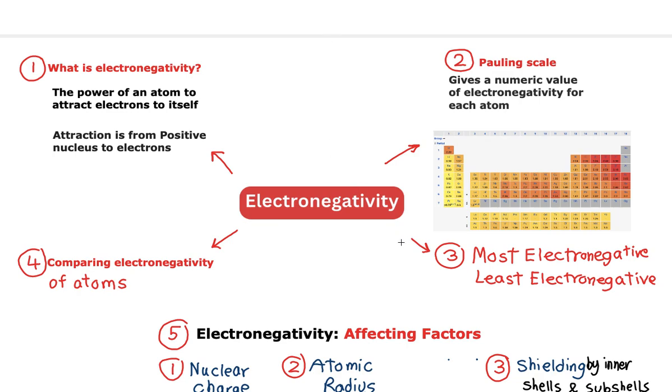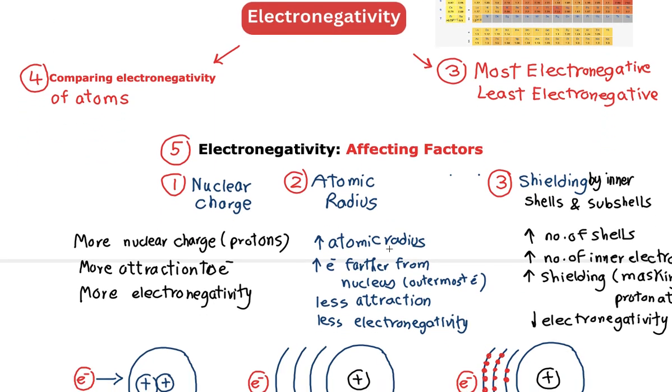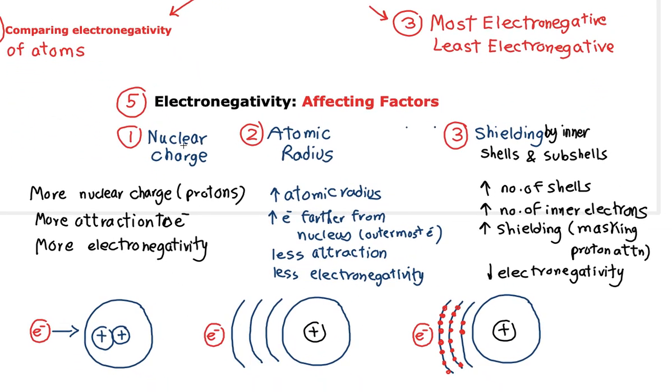Now we are able to explain the reason why one of the elements has high electronegativity and why another has low electronegativity. It depends on these factors: the nuclear charge, atomic radius, shielding. Close your eyes and say them: nuclear charge, atomic radius, and shielding.